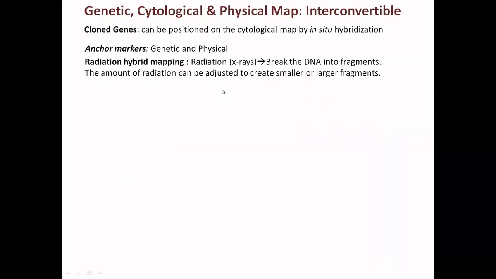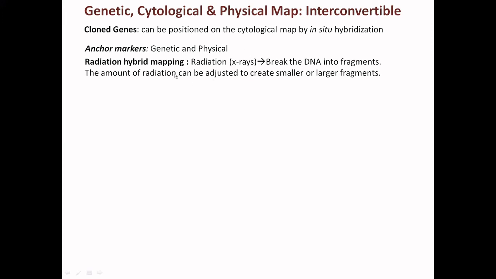So how are they interconvertible? Cloned genes can be positioned on the cytological map, as we have seen in the earlier slide. The anchor markers or molecular markers can be present in the genetic as well as in the physical map. Then there is a technique, radiation hybrid mapping.